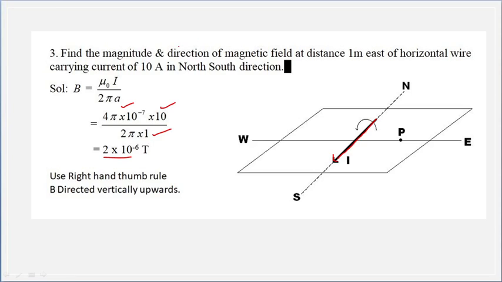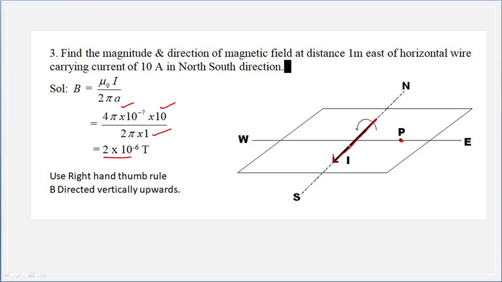And where you have to find the value? At distance 1 meter east of the wire. So from the wire, east side. So in this direction, to the east. So the point P is to the east of the wire. Now we want to find this. What is the direction here? It is in the horizontal plane here.